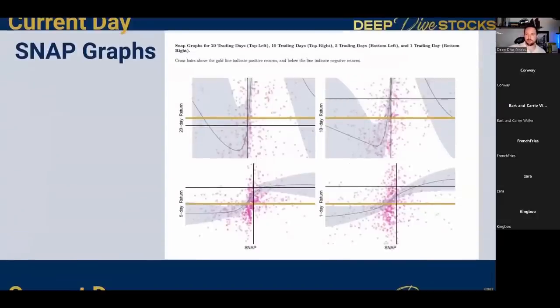The snap graphs take VoEx, and since sometimes I'm a little hand-wavy, I developed the snap algorithm to analyze VoEx. Based off of the gold line, it gives us where the projected price movement is. On the 10 day, which is 2 weeks, so 10 trading days, we have positive anticipated movements. 5 days, positive anticipated movements. On the 1 day, we also see positive anticipated price movements. The 20 day, unfortunately, is still negative. But I'd be curious if we looked at the previous one, whether we'd see the crosshairs moving towards more positive outlooks.